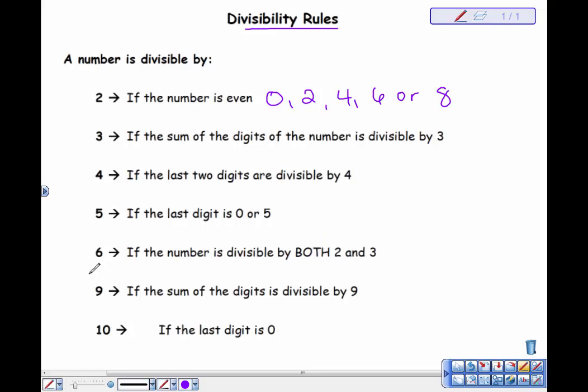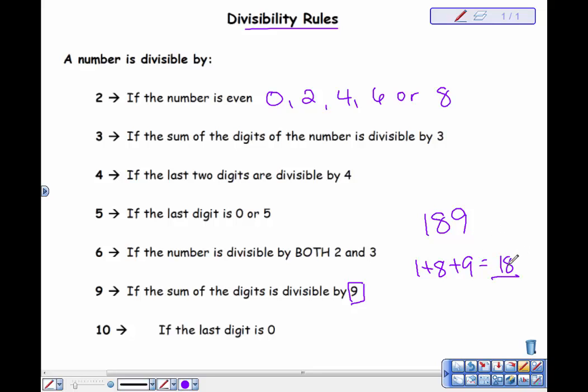Moving on to 9, a number can be divided by 9, very similar to 3, if the sum of the digits is divisible by 9. For instance, if I have 189, 1 plus 8 is 9, 9 plus 9 is 18. 189 can be divided by 9. So when you add them together, 1 plus 8 plus 9 gives me 18. 18 can be divided by 9.